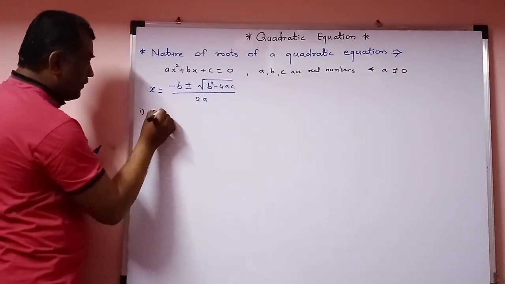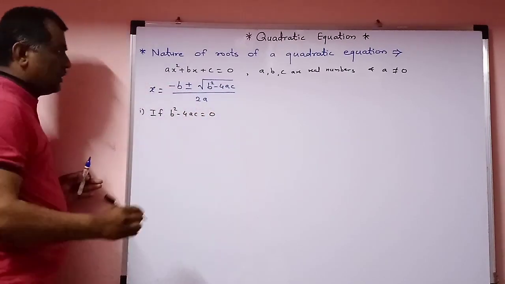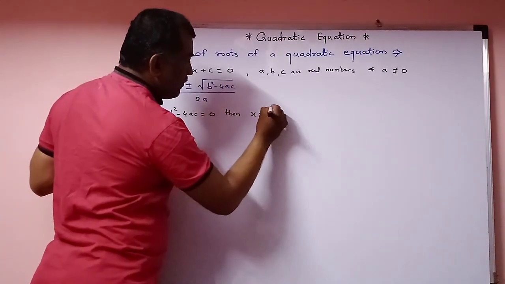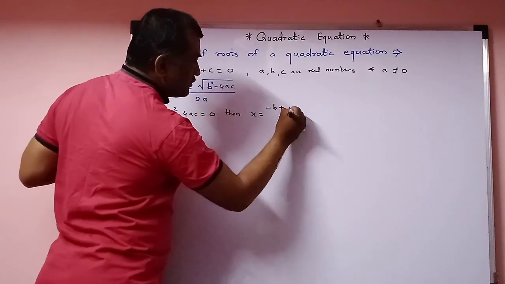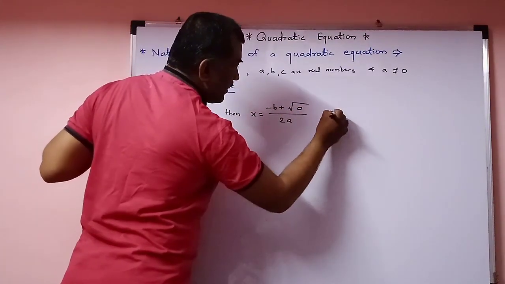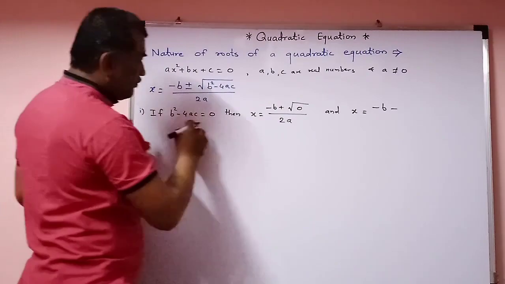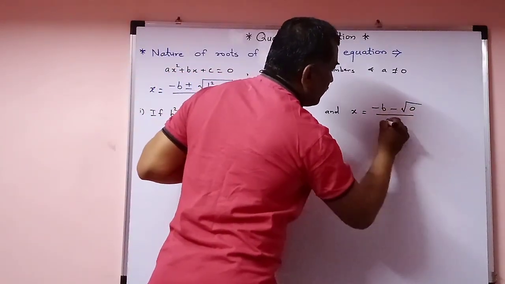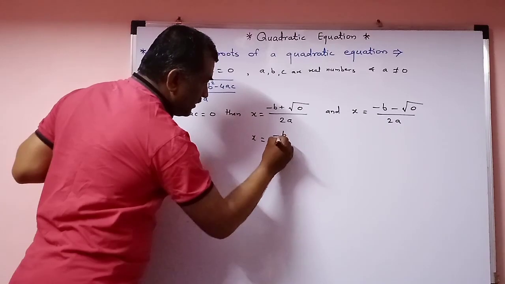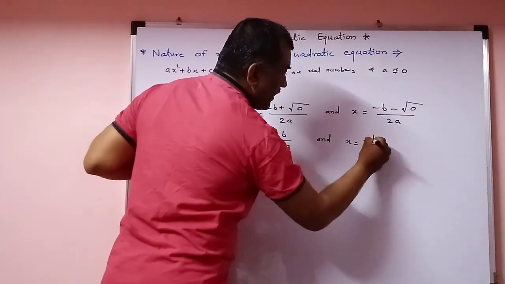First condition, if b square minus 4ac is equal to 0, then x is equal to minus b plus square root of b square minus 4ac ची व्हॅल्यू काय पहा 0 upon 2a and x is equal to minus b minus square root of 0 upon 2a. x is equal to सॉल्व करूया minus b plus square root of 0 minus b upon 2a and x is equal to minus b minus square root of 0 minus b upon 2a.